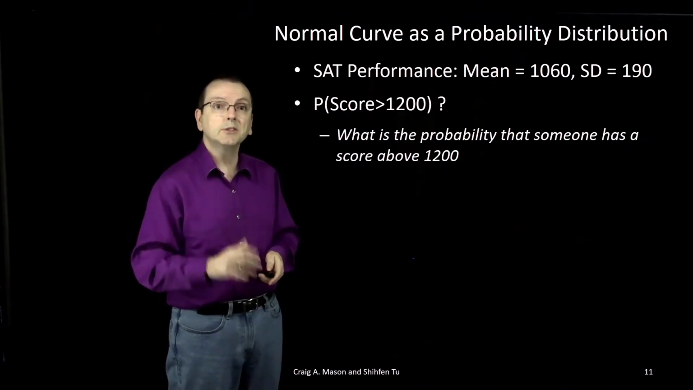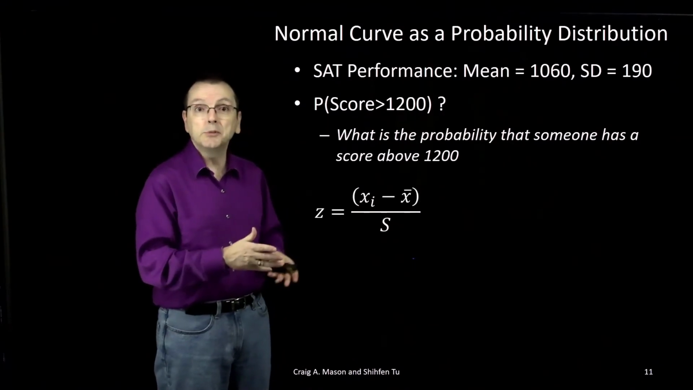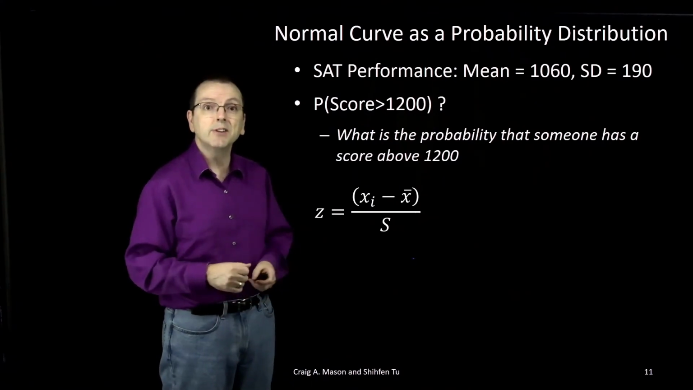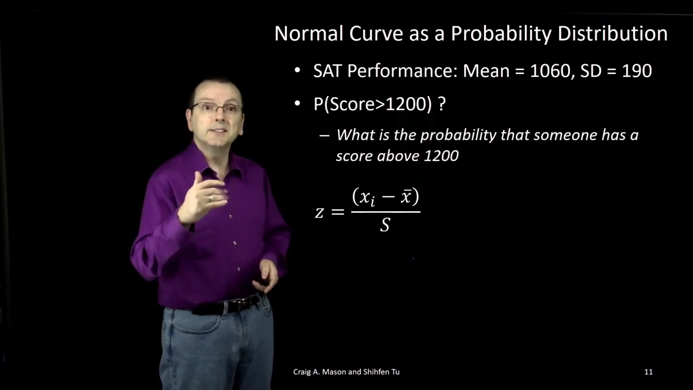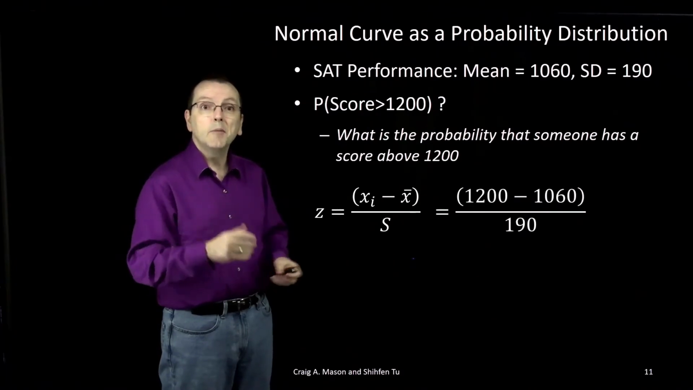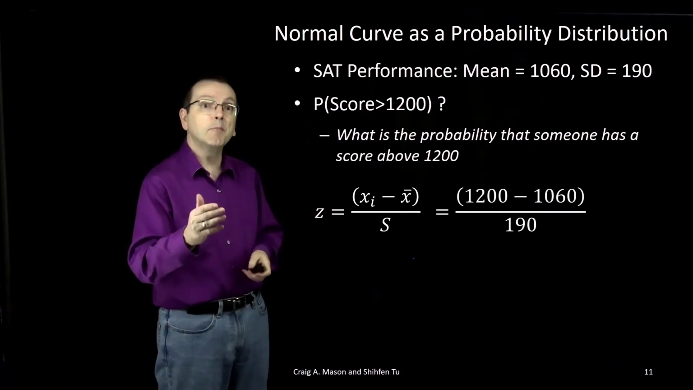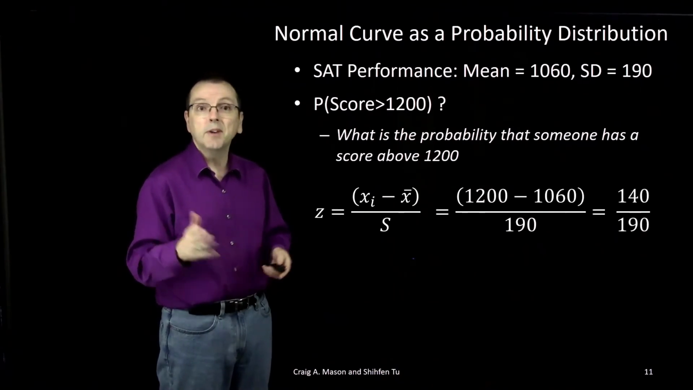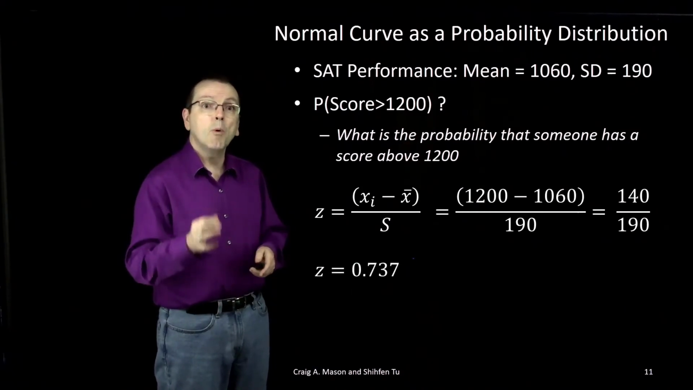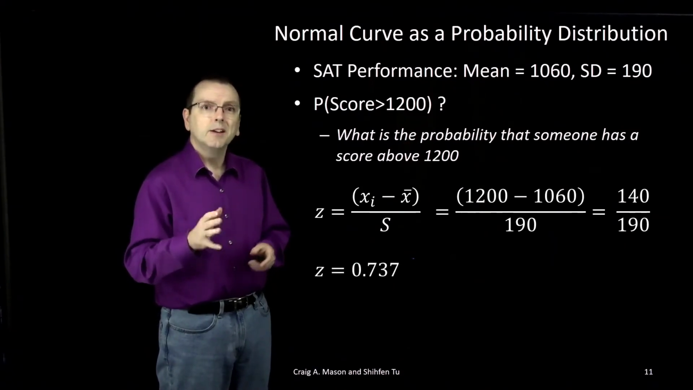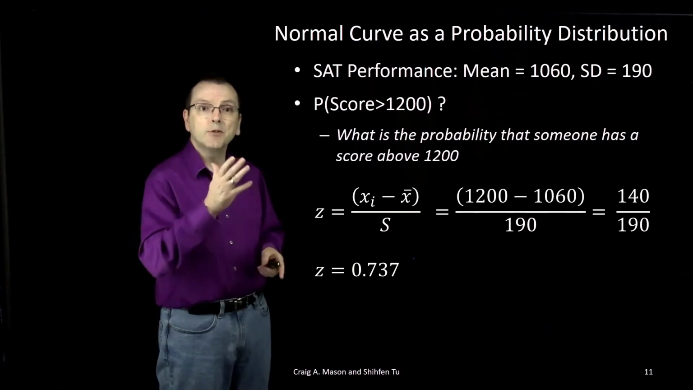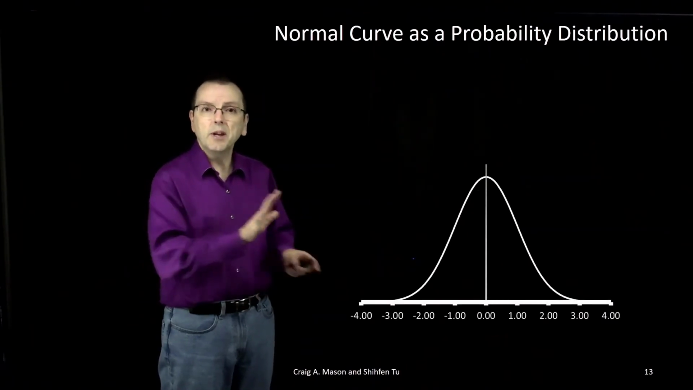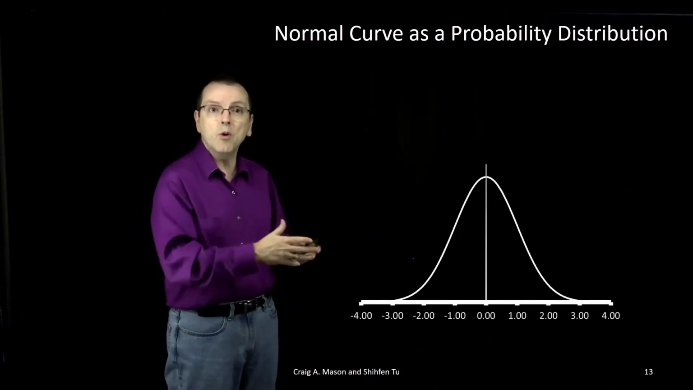And we know the z-score formula is z equals our observed x minus the mean of x divided by the standard deviation. In this case, it's z equals 1200 minus 1060 divided by 190, or 140 divided by 190, which gives us z equals 0.737. So the z-score for an SAT of 1200 is 0.737.